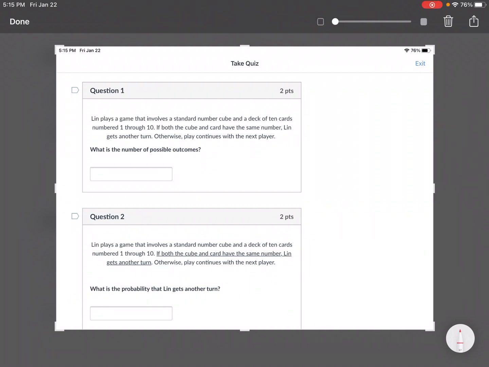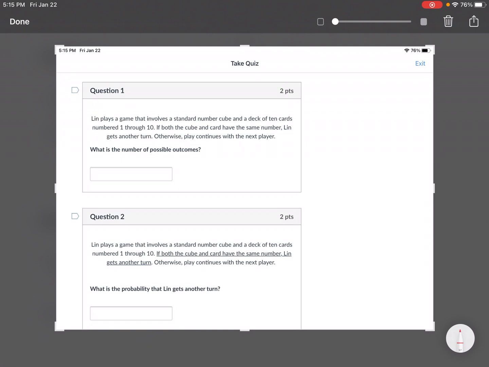Okay, so the first question said, Lynn plays a game that involves a standard number cube and a deck of 10 cards, numbered 1 through 10. If both the cube and the card have the same number, then Lynn gets another turn. Otherwise, play continues to the next player. What is the number of possible outcomes?